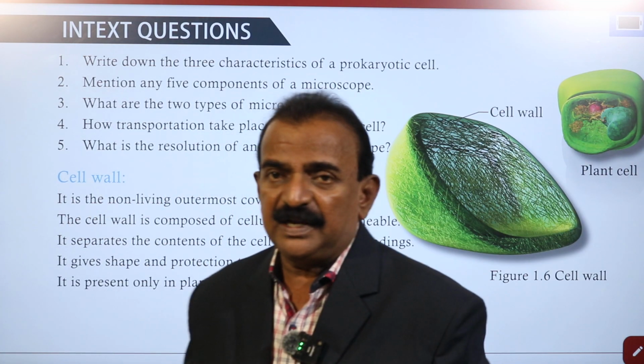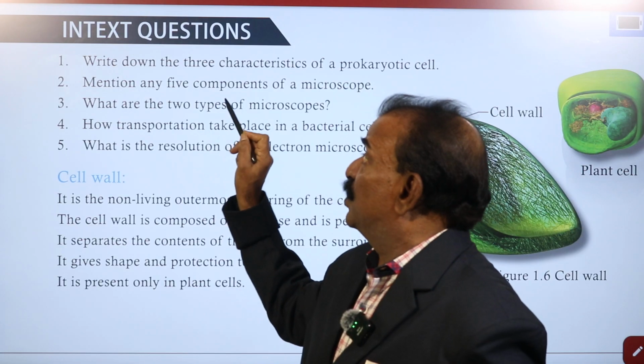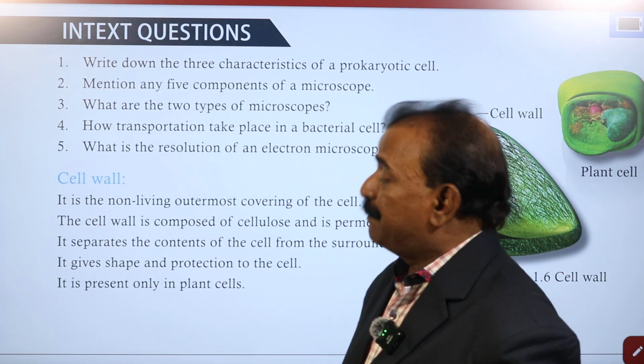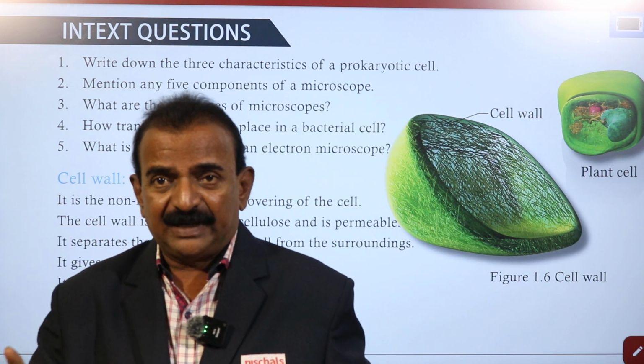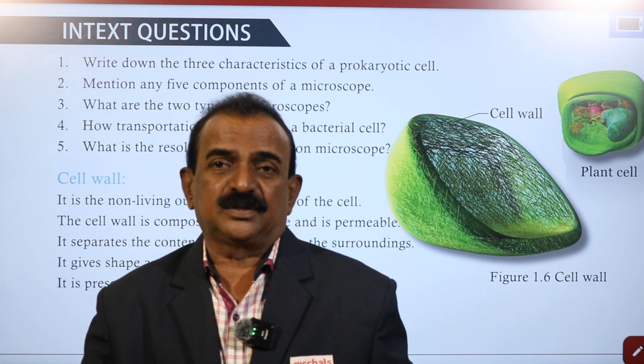These are the parts of a compound microscope. So many parts are there, and here you need to write only five components. And what are the two types of microscope? Let us discuss. Microscopes are of two types mentioned in our textbook, and they are compound microscope and also electron microscope.